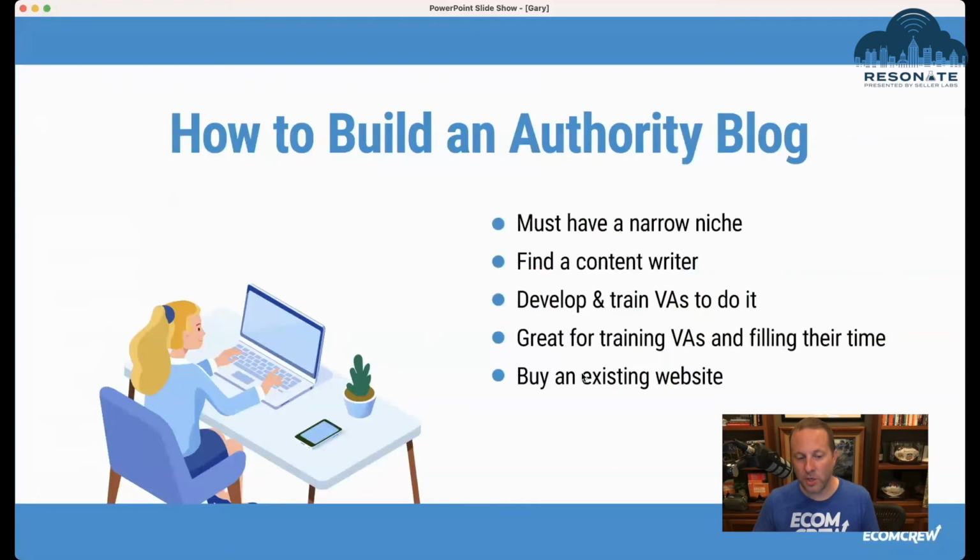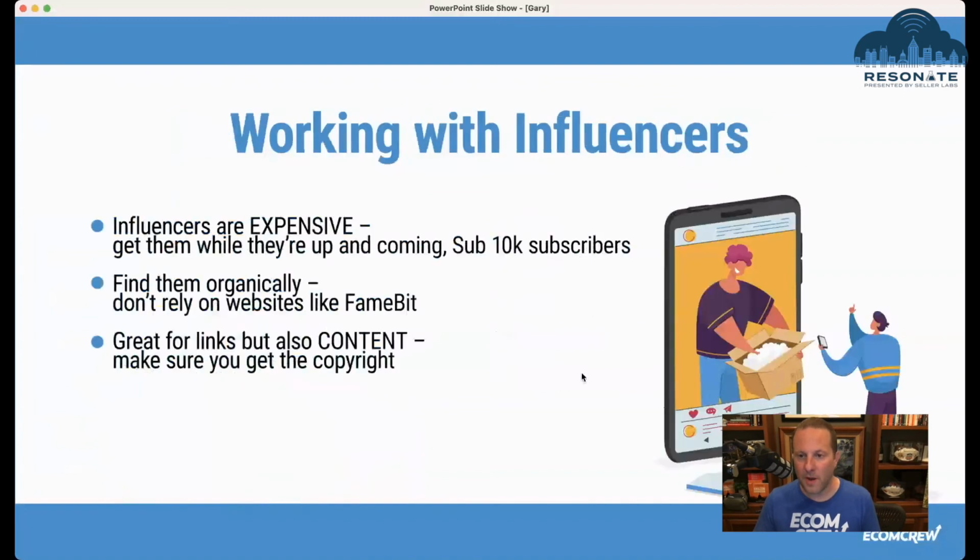You can even train your VAs to do it if you don't have enough for them to do, and fill their time. The other thing you can do, which I'm a huge fan of, is just buy an existing website. You buy one that's already ranking, pay $50,000, $100,000, whatever it might be for an existing website that generates a couple $1,000s a month in affiliate revenue, and then you can start putting your own products there and start getting sales immediately and getting a return on it immediately.